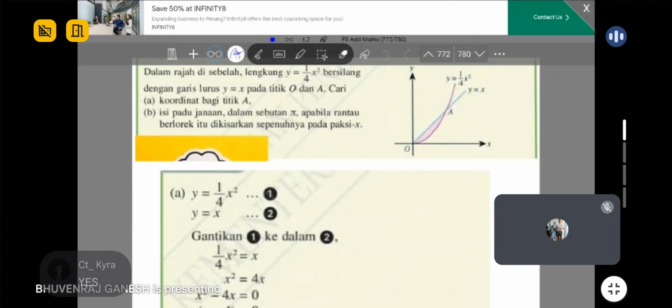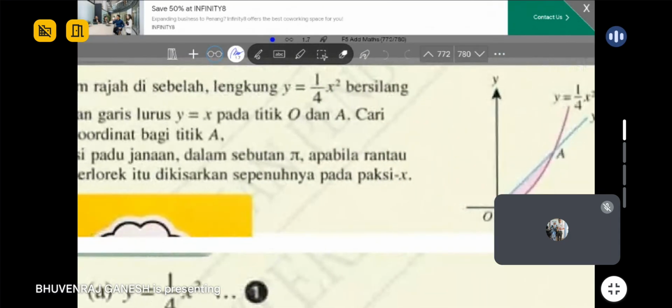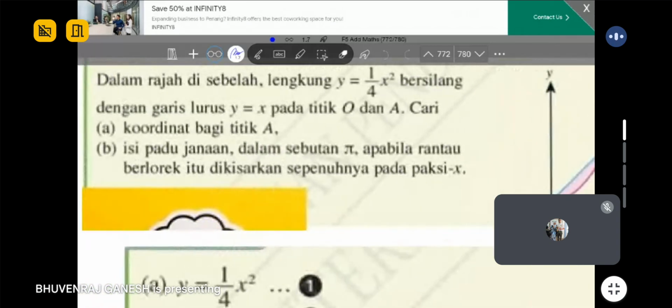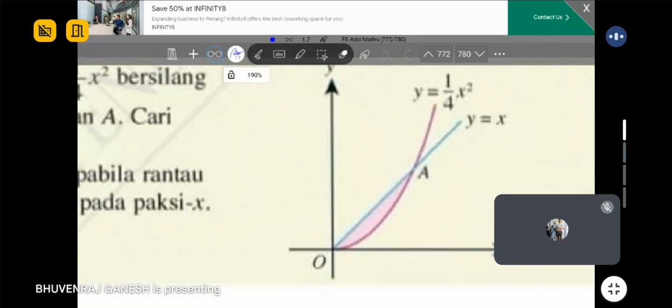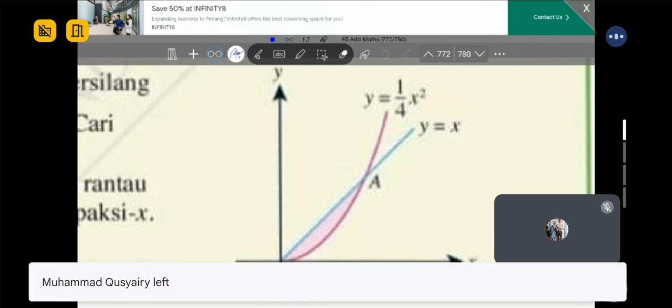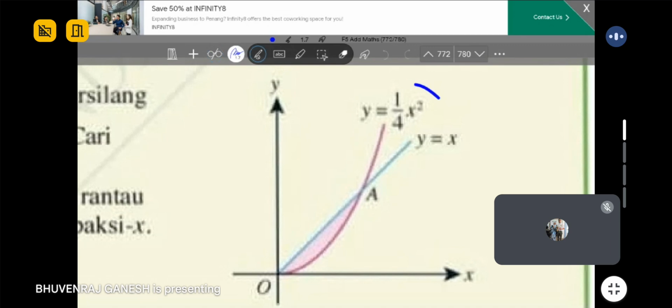Okay, this one is more on aplikasi. This is the type of exam question. They will have two parts. They ask you to find coordinate A and then find the volume. So for coordinate A, guys, how do we get it? Simultaneous, sir. Yes. Okay, we use the simultaneous equation. This one is very simple. You can just equalize both. This one equal to this one. Solve for x. Then cari nilai y.